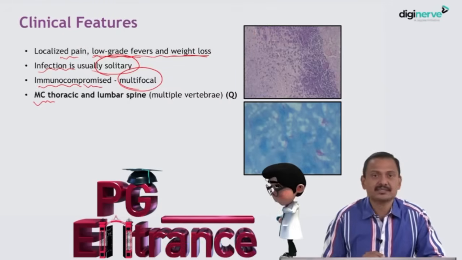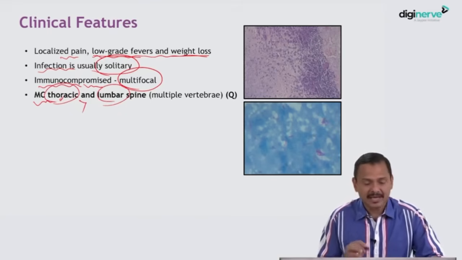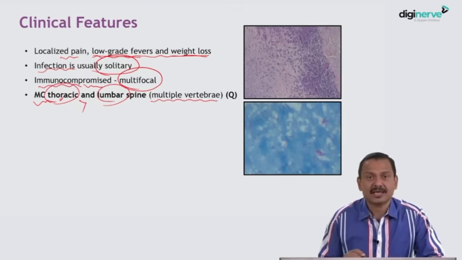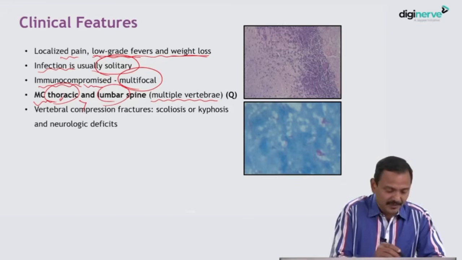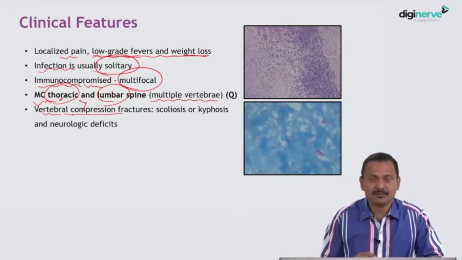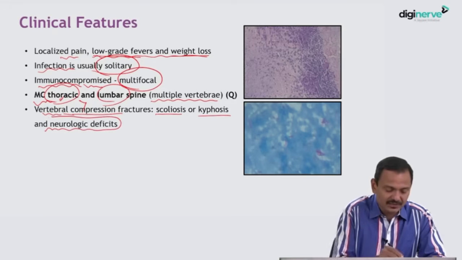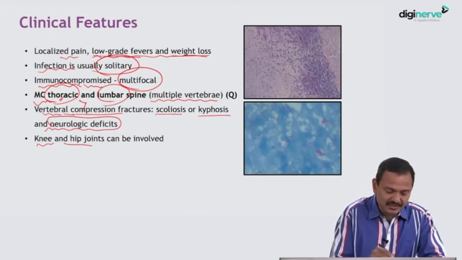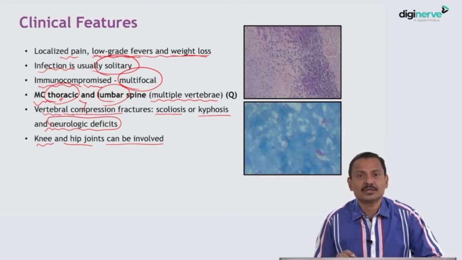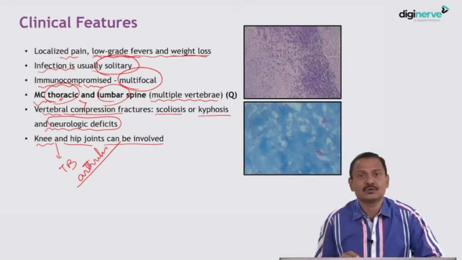The most common site in the spine is the thoracic and lumbar spine, thoracic more than lumbar, and multiple vertebrae can also be involved in pot spine or spinal tuberculosis. The complication is vertebral compression fracture leading to scoliosis, kyphosis, as well as neurological defects, as we saw in our case scenario. Okay? Knee and hip joints can be involved in tubercular osteomyelitis. So this is called TB arthritis. So this can be a complication of osteomyelitis.